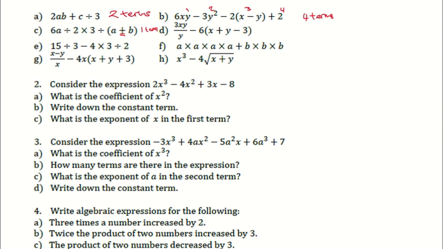Now looking at the next one, that one is 2 terms. Looking at the next one, we have also there at number E, 2 terms. At number F, there's one separator, the plus between all of those terms, so that's going to be 2 terms. Then at number G, we have also 2 terms. At number H, we also have there 2 terms.